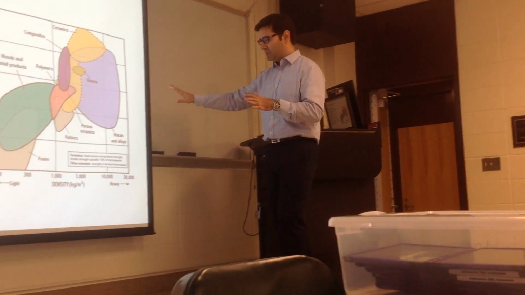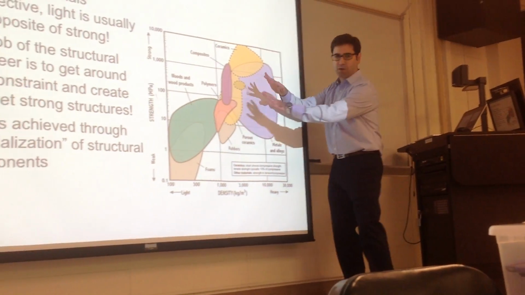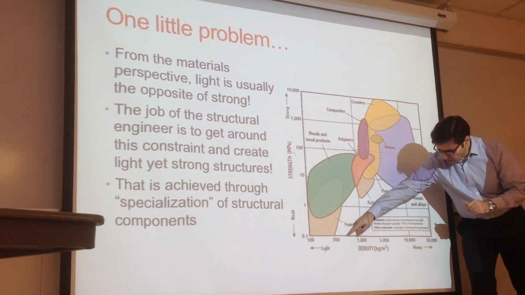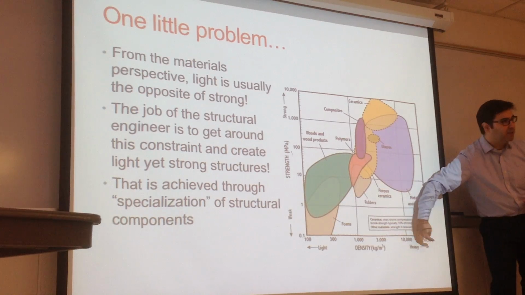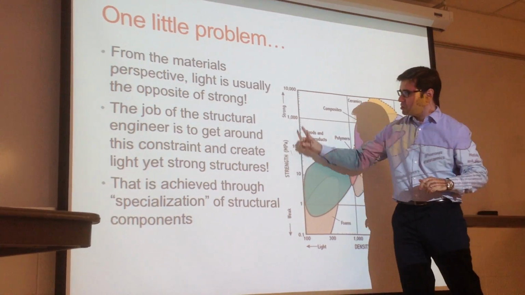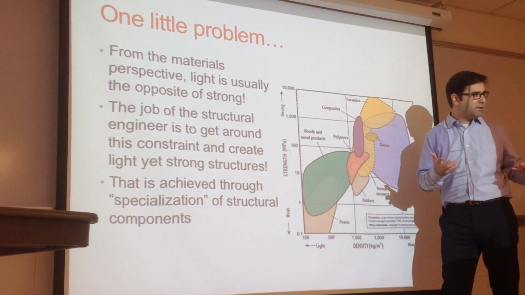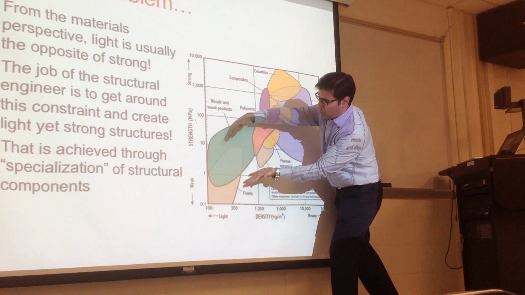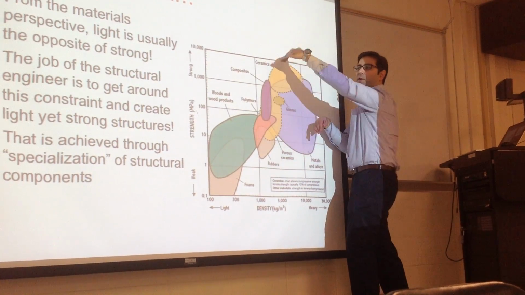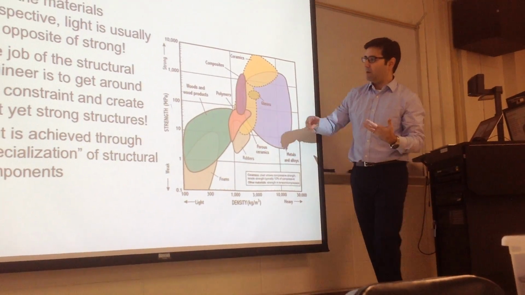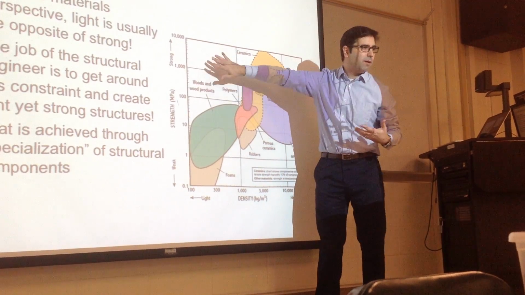In this plot, what you can see is more or less all materials that are known to humankind. In this axis, we have the density, so in this direction it means it's heavy. And in this axis, we have strength, so in this direction the material is strong. And we see there is a kind of trend here: usually stronger materials are heavier. Okay? So ideally, we would like to have a material that is in this region, but that doesn't exist.